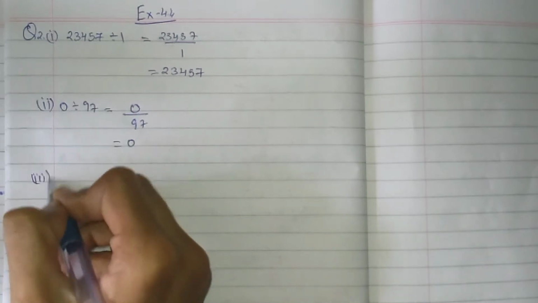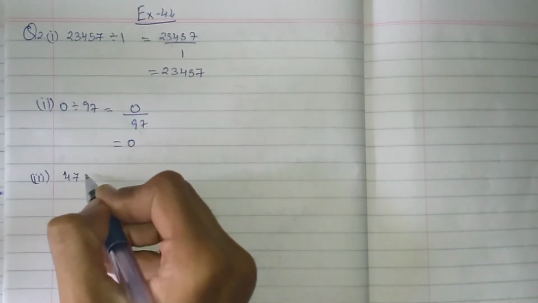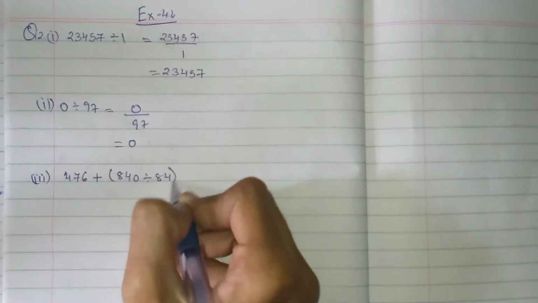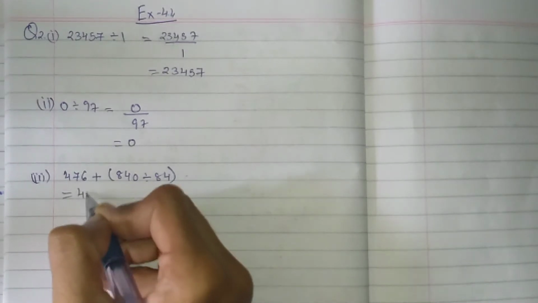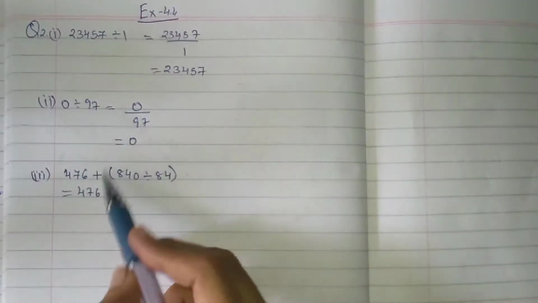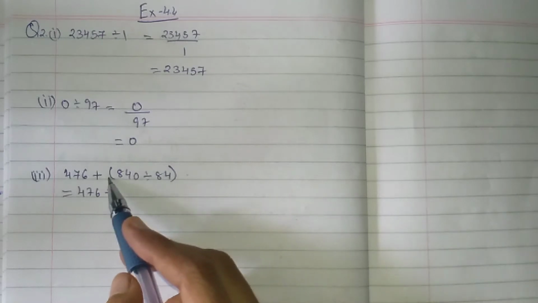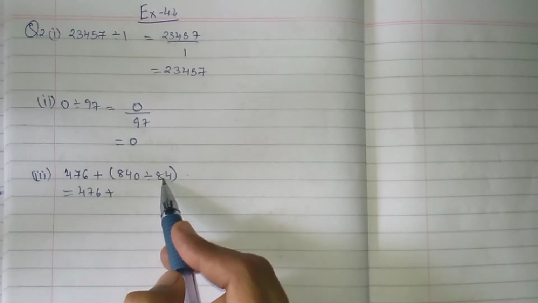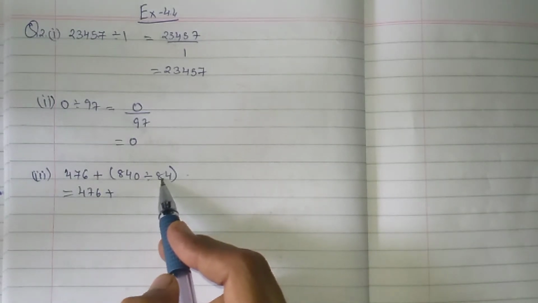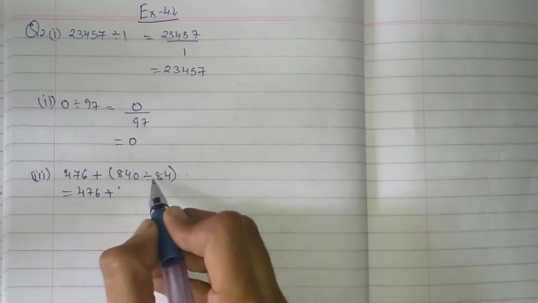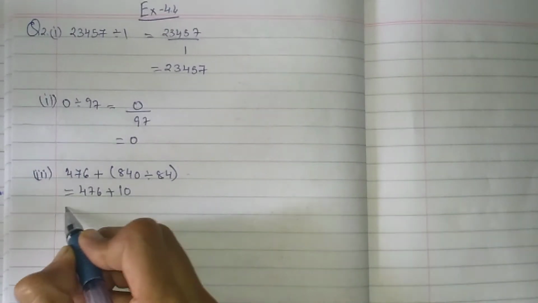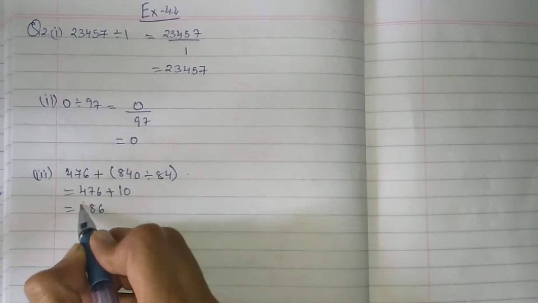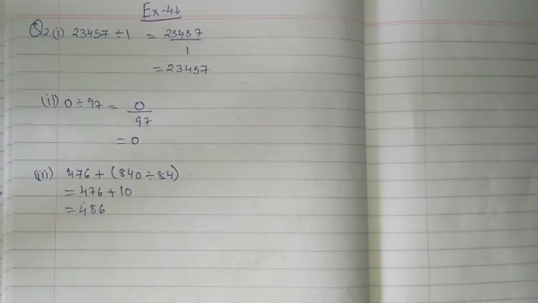Third one, 476 plus 840 divided by 84. Now here 476 as it is, we'll solve the bracket, Bodmas rule. Okay, so first we have to solve the bracket. So divide it, 840 divided by 84, which is 10s. Okay, so 476 plus 10, 6, 8, 4 is the answer.